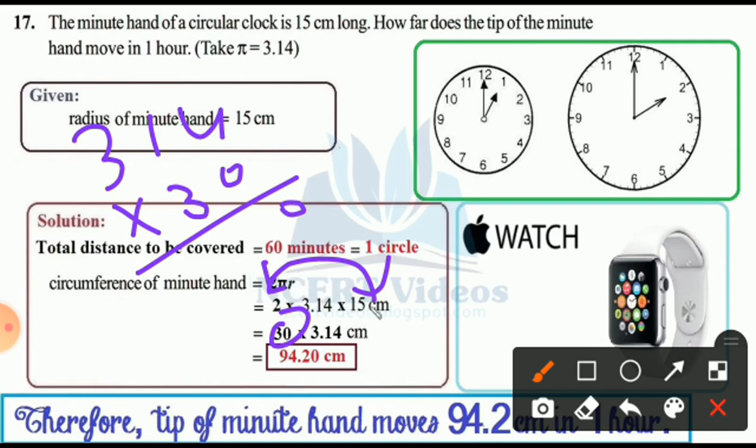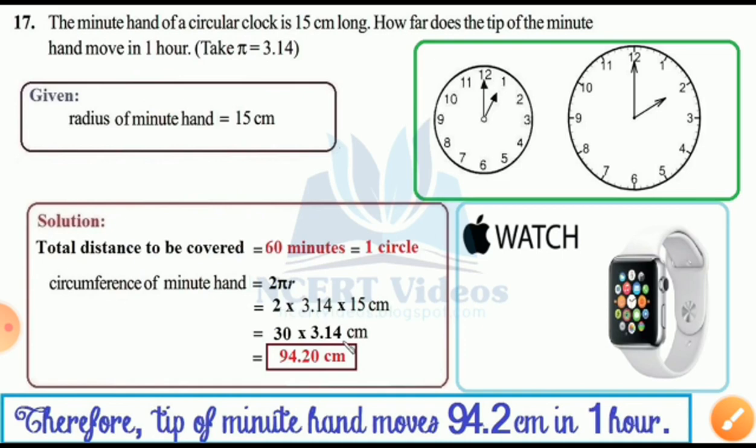0. 4 3s are 12, 1 is a carry over. 3 1 is 3 plus 1, 4. 3 3s are 9. And 1 and 2 points. So 94.20 is the answer. Is it clear, beta? 94.20 centimeter. Therefore, the tip of the minute hand moves 94.2 centimeter in 1 hour.